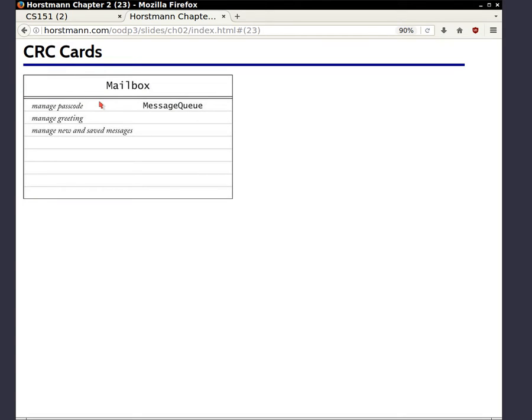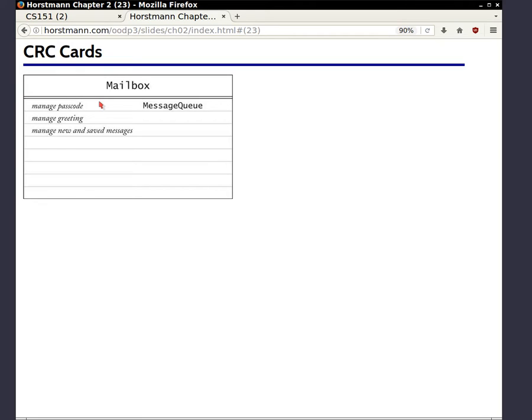So, the next thing is collaborators. One of the things that one wants to understand is, when a responsibility is taken on, which help does this class need? Here the mailbox, in order to manage the messages, needs two message queues, one for the new and one for the saved messages. And so one records that and says, this card needs to collaborate with that card. This class needs to collaborate with that class.